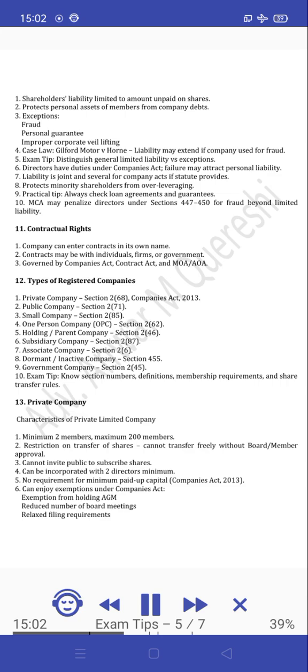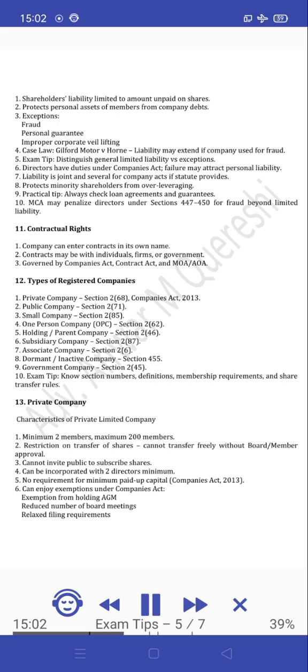6. Directors have duties under Companies Act. Failure may attract personal liability. 7. Liability is joint and several for Company Acts if statute provides. 8. Protects minority shareholders from over-leveraging. 9. Practical tip. Always check loan agreements and guarantees. 10. MCA may penalize directors under sections 447, 450 for fraud beyond limited liability.